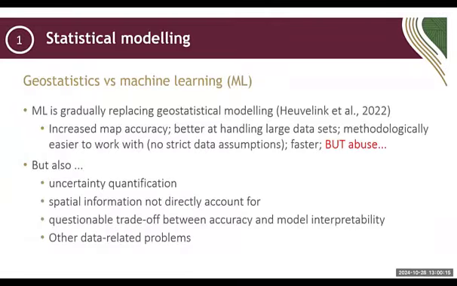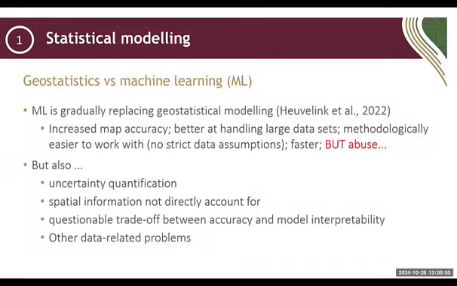So just a little bit of background. Traditionally, geostatistics has mainly been used for DSM, but in the last 5 to 10 years, machine learning is really starting to dominate this field. For various obvious reasons, like you have models that can handle more complex data, you have definitely increased map accuracy, you don't need a lot of assumptions. But you will see that I've added there in red, there's also a lot of abuse. I've started to notice this as I started to review papers for other journals in the last year.